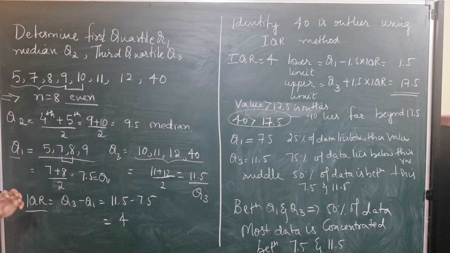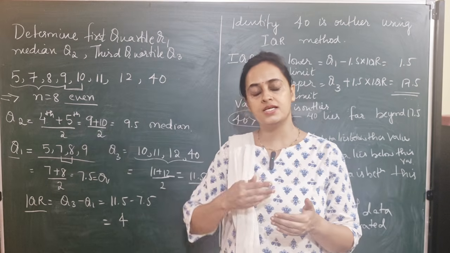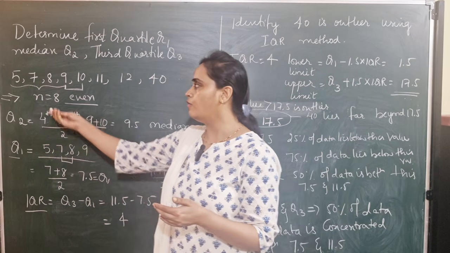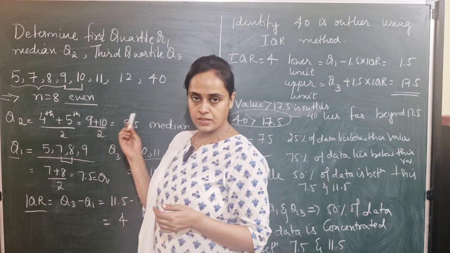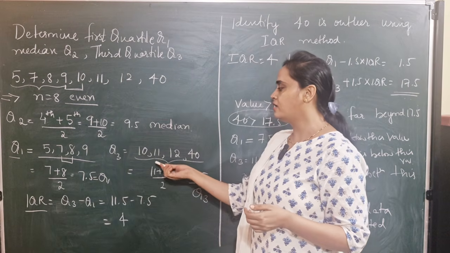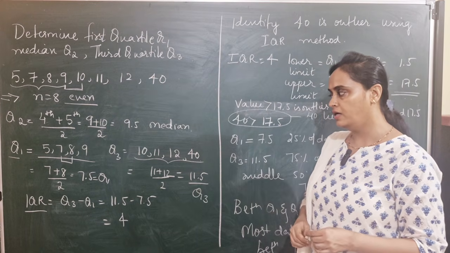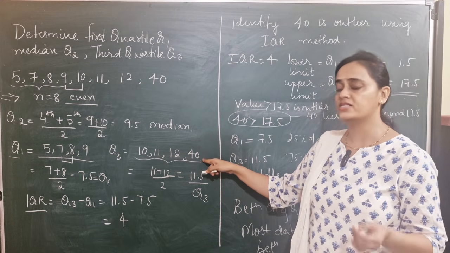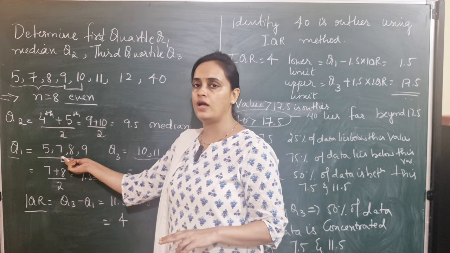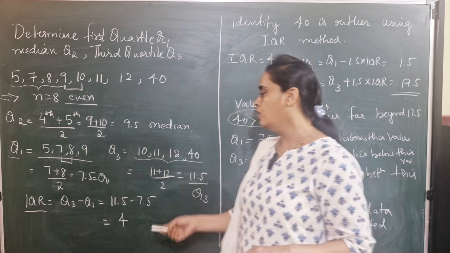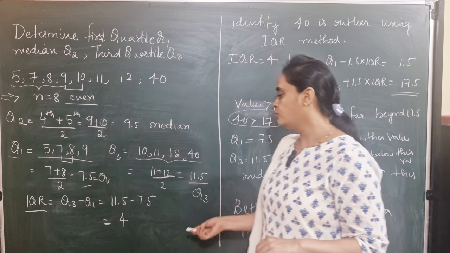Q1 is the first quartile. The first quartile is the first half of the data set. Q3 is the second half of the data set. Therefore, from the given data set, the first half of the set is 5, 7, 8, 9, whereas for Q3 it is 10, 11, 12, 40. Once again, if you observe both the data sets, the total number of values present is again an even number. Now to find Q1, add the central two values, that is 7 plus 8 divided by 2, and 11 plus 12 divided by 2. So Q1 is 7.5, Q3 is 11.5.